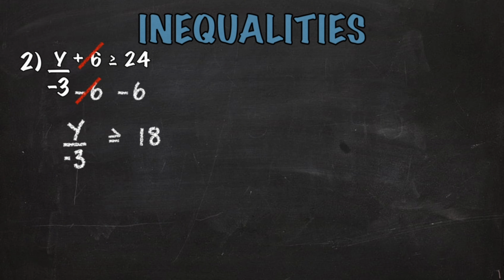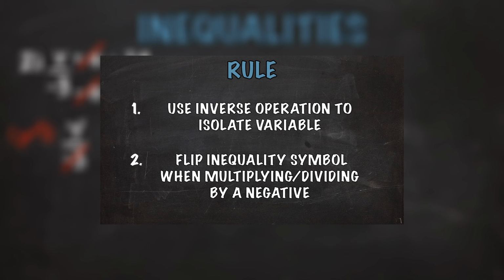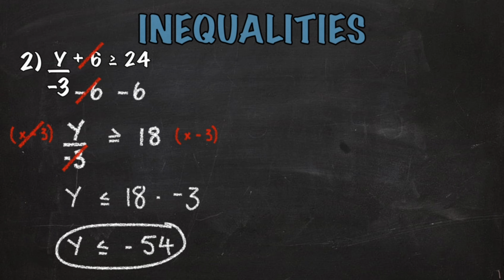We need to use the inverse operation to get rid of the divide by minus 3, which means we have to multiply both sides by minus 3. This will cancel the left side, isolating y, and we need to remember our rule here, which is that when we multiply or divide an inequality by a negative number, the inequality symbol flips. This means that we have y is less than or equal to 18 multiplied by minus 3, which gives us minus 54. So, for the inequality to remain true, y has to be less than or equal to minus 54.